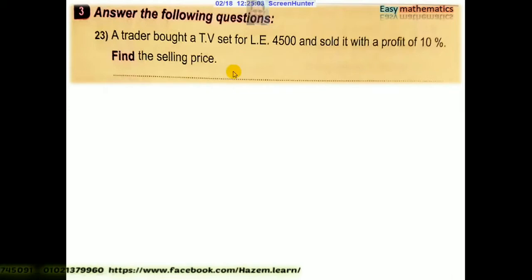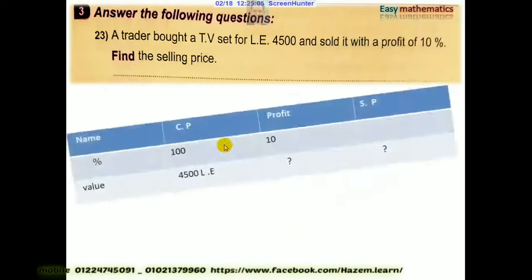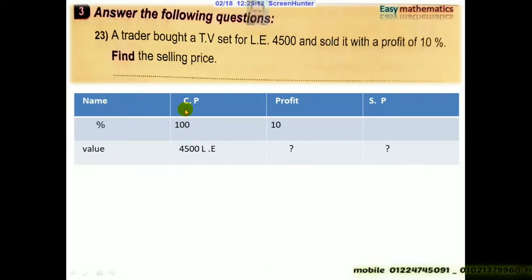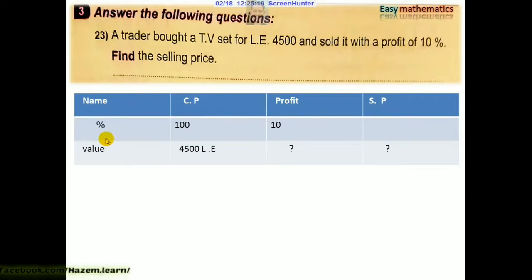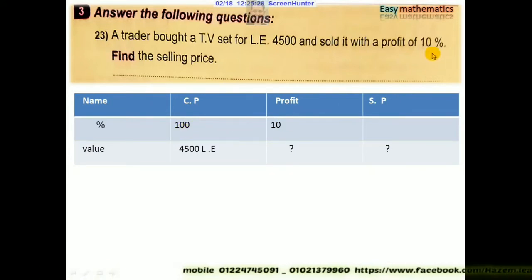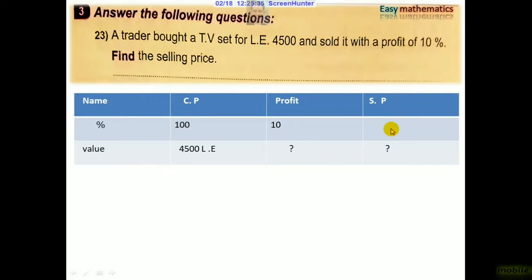When we have this word problem, we must make this table. It will consist of name, percent, and value. Under name we must write cost price, in the middle profit, and at the last selling price. And in the percent column, under cost price, we must write 100 all the time. This is stable, and here we have a percent of 10%, so we must write in this part 10%. How to find the percent here of the selling price?